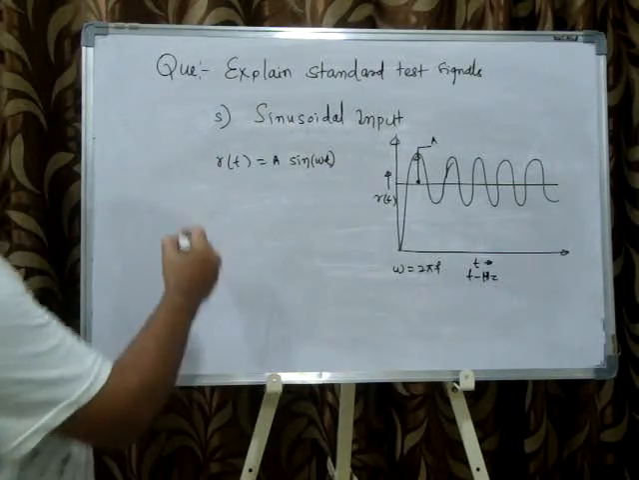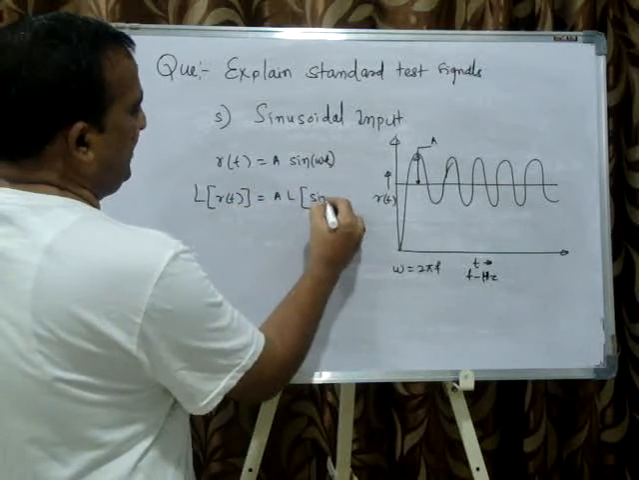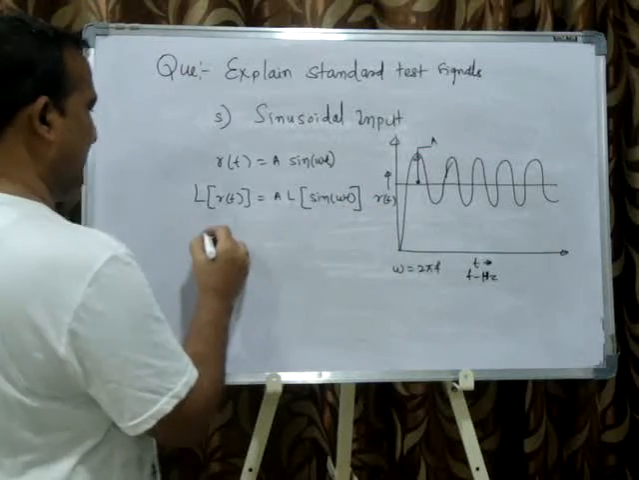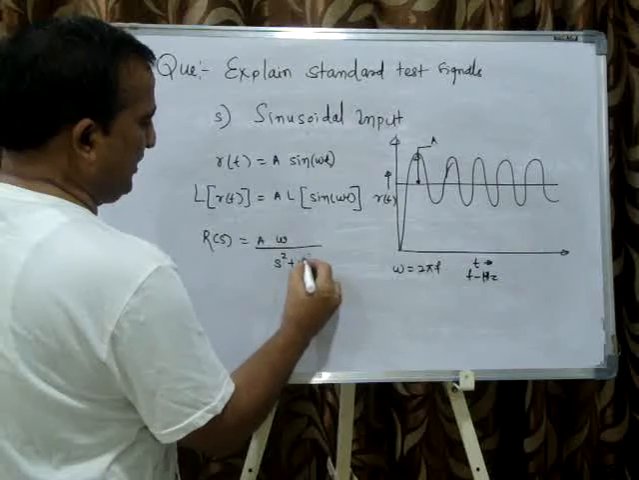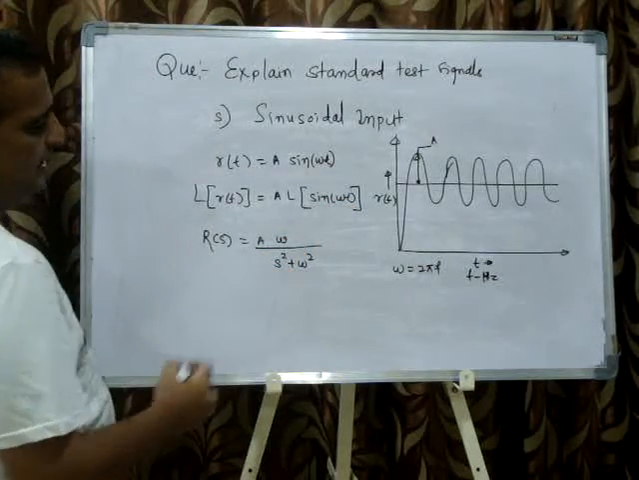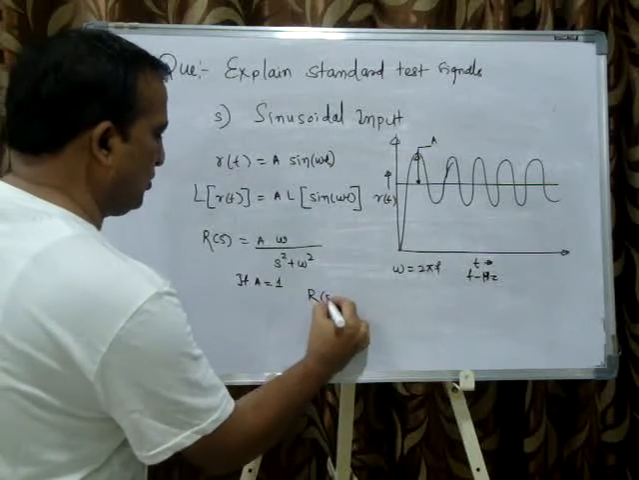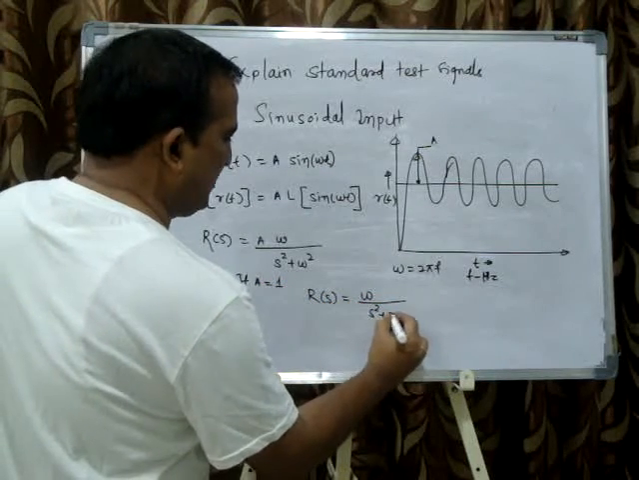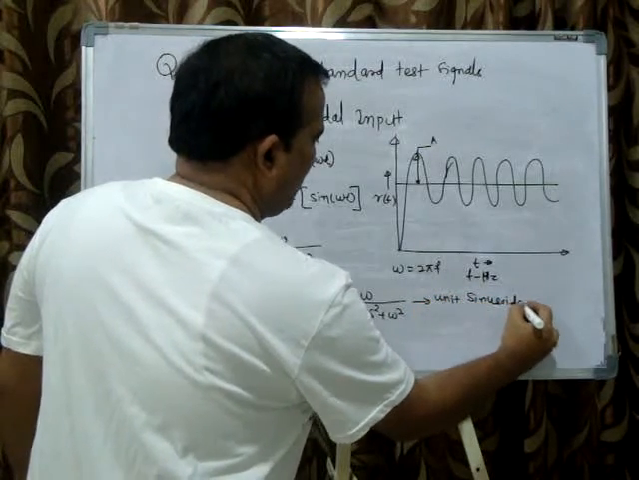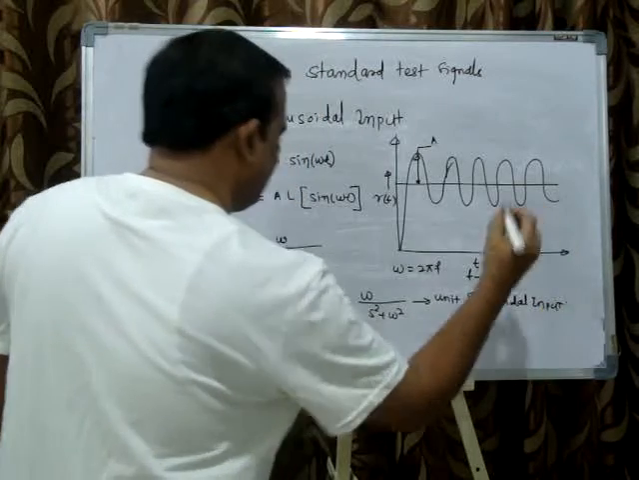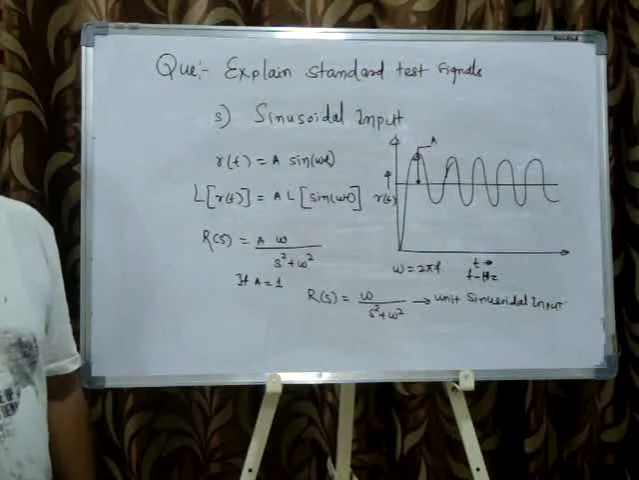So if I take the Laplace here also, Laplace of R of t is equal to A times Laplace of sine of omega t. Next, R of s equal to A omega by s square plus omega square, because Laplace of sine omega t is nothing but omega divided by s square plus omega square. If A equal to 1, then R of s equal to omega divided by s square plus omega square. It is called unit sinusoidal input. Okay. Now I'll revise all the 5 inputs.